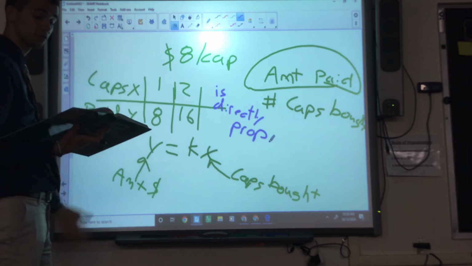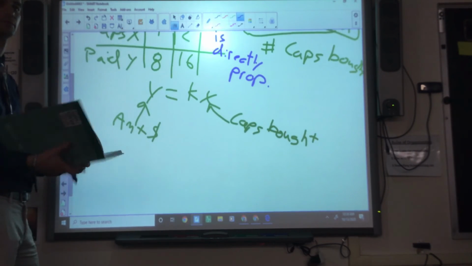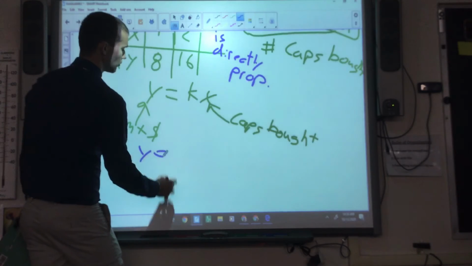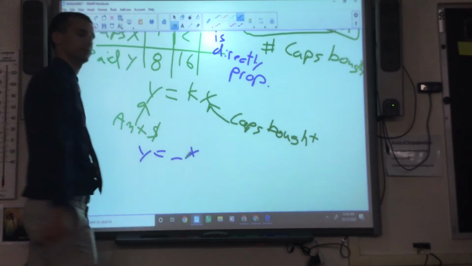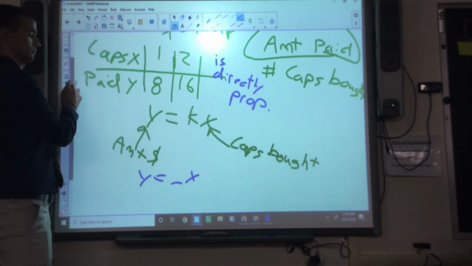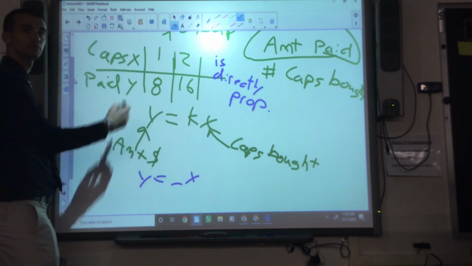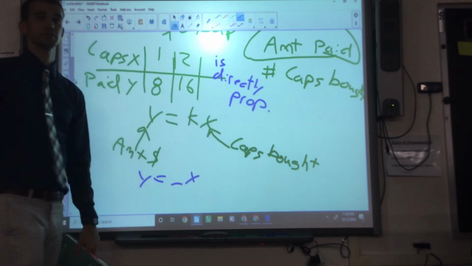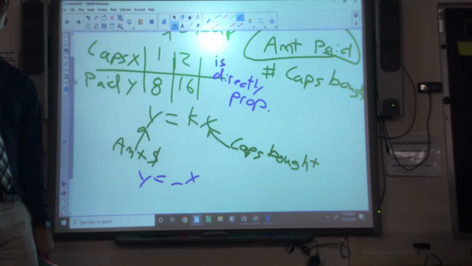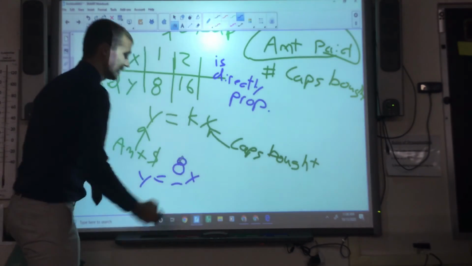They said write an equation that represents the direct proportion. Well, we already did all the work. y equals blank x. What's the constant of proportionality? y over x. What's the constant of proportionality? What? 8 over 1, or just 8.